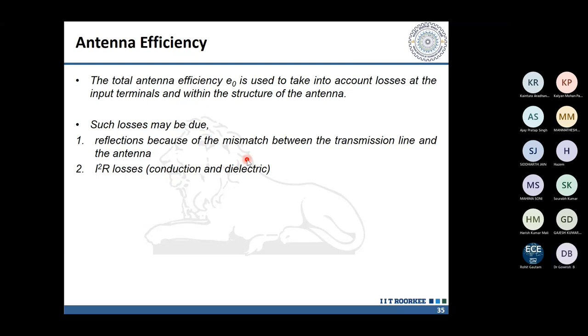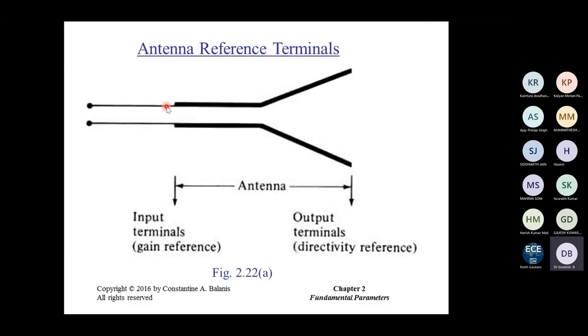That's a summary. So let us take some references. This is an antenna, say a schematic for an antenna. You have the input terminals of the antenna here, and you have the output terminals of the antenna here. So this is where the directivity reference is. So what do you mean by directivity reference?